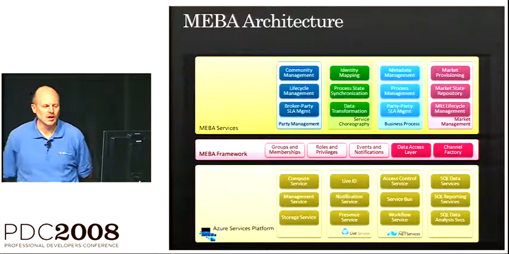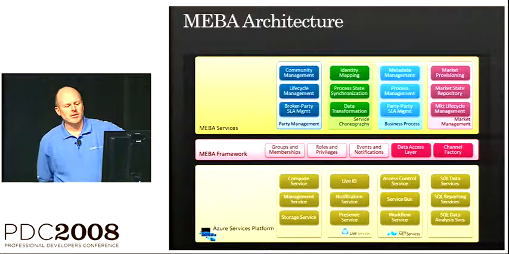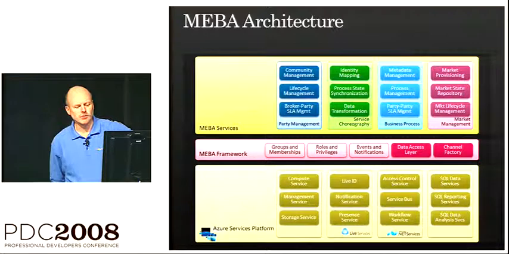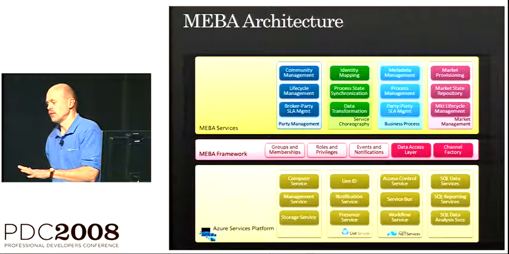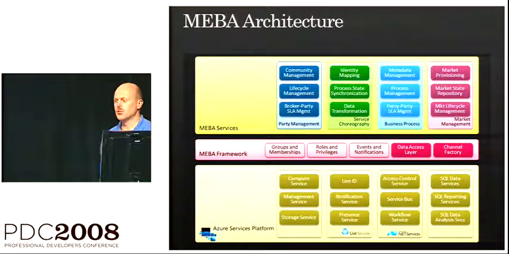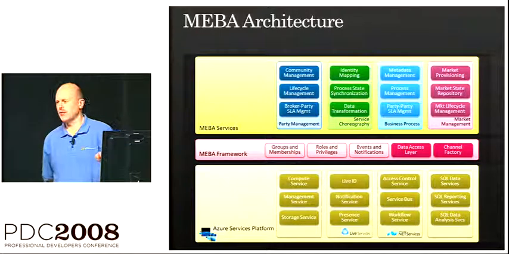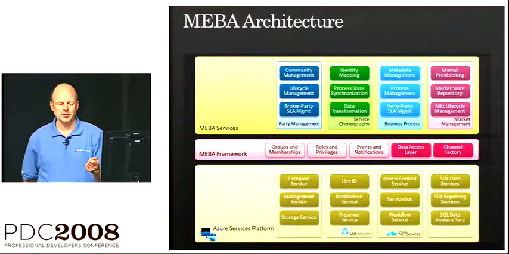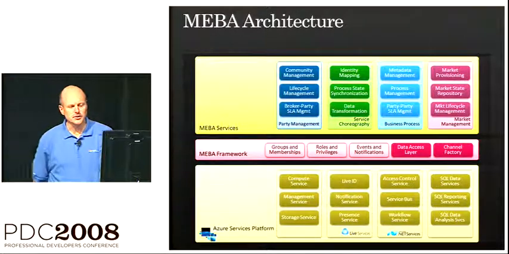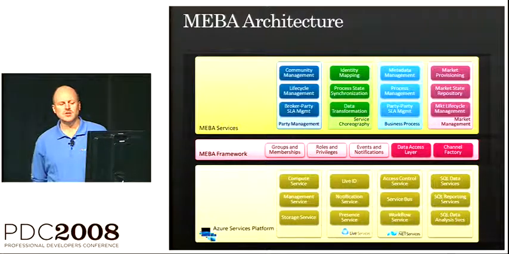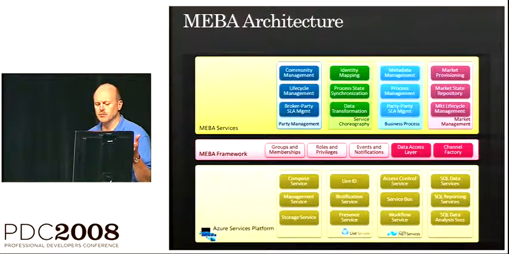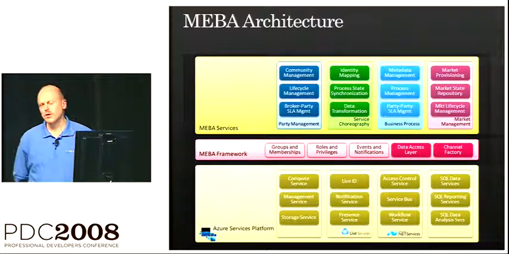What you see here is an architecture diagram that shows how we've layered some services on top of the Azure Services Platform. So the Azure Services Platform is providing the .NET Services Stack and the SQL Data Services Stack, which we're using heavily. On top of that, we built, for the prototyping work that we've done so far, a framework, which we call the MIBA framework. Wade mentioned the channel factory that enabled us via configuration to get the right endpoint definitions. We also have a data access layer service, some events and notifications infrastructure, a roles and privileges service, and some groups and memberships support in this framework.